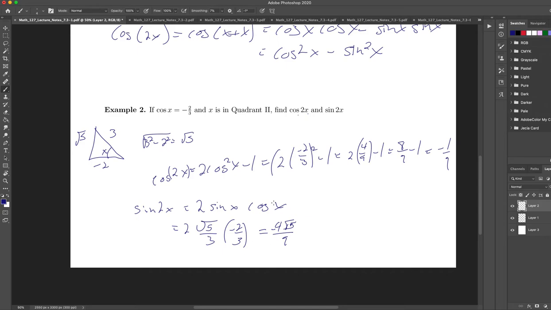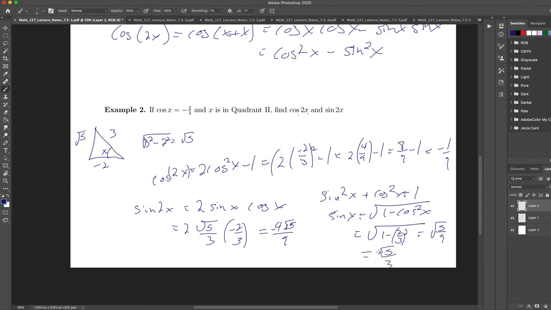So here we have this. Another way of finding out what sine of x is, we could have solved for it. That's why I paused. I was like, well, do I want to do that? I guess so. So we have sine squared x plus cosine squared x is equal to 1. That means sine of x is equal to the square root of 1 minus cosine squared x, which is the square root of 1 minus minus 2 over 3 squared, which equals the square root of 5 ninths, which is equal to the square root of 5 over 3. So that's just another way.